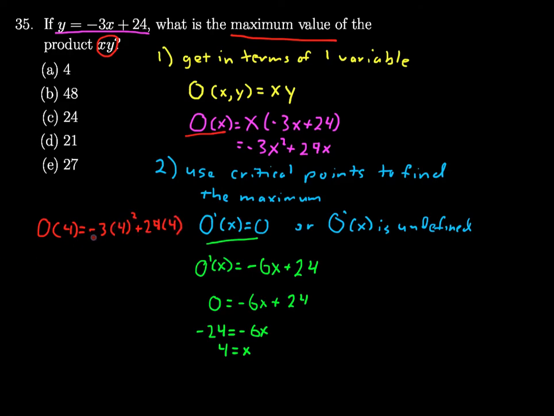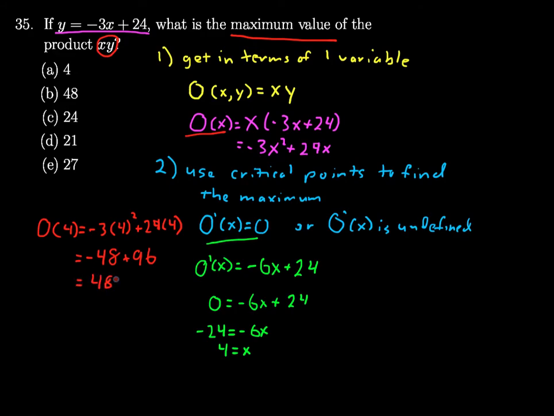4 squared is 16, times negative 3, it's going to be negative 48. You do have calculators. If you can't do that in your head, you should be able to. But 24 times 4, that's going to give me 96. And that's going to give me 48. Now that is my answer.